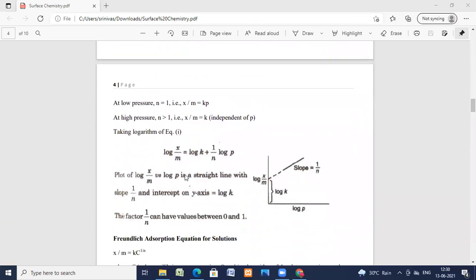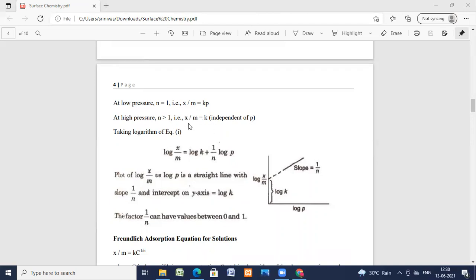So at low pressure, n is equal to 1. So x by m is equal to k p. At high pressure, n is greater than 1. x by m is equal to k. It is independent of p.